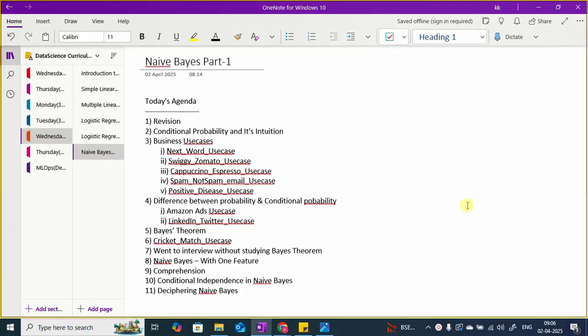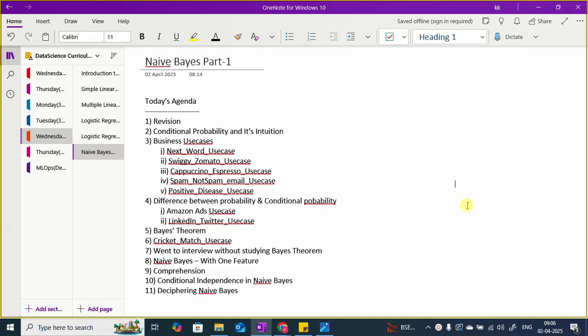So this is today's agenda. Today we are going to enter into a new topic altogether, that is Naive Bayes part one. Okay, because there are two dedicated classes for Naive Bayes, so I'm going to discuss part one today, and in the next class we'll see part two.